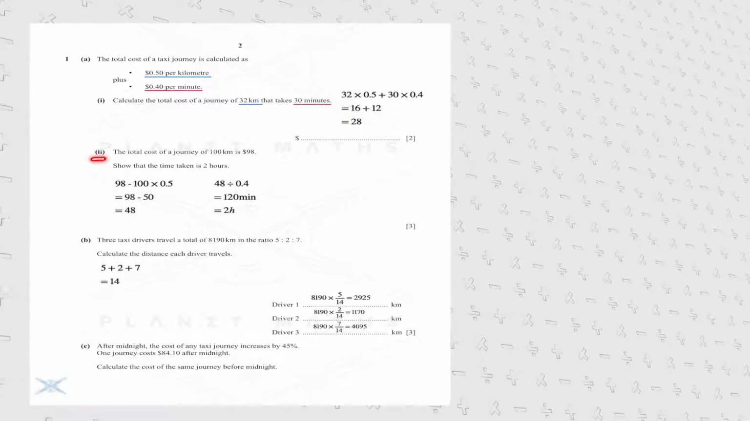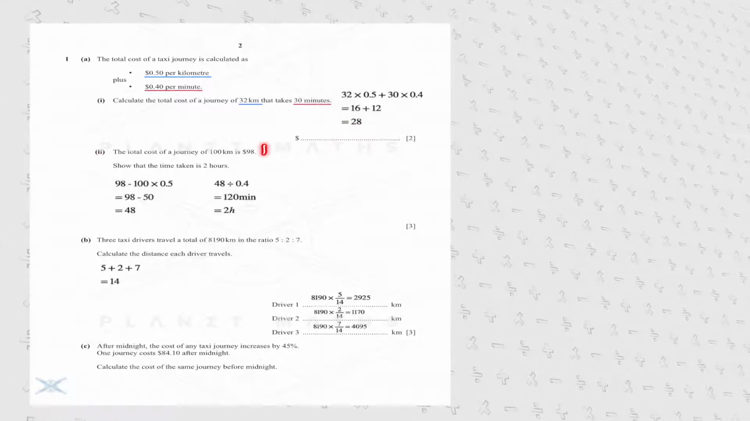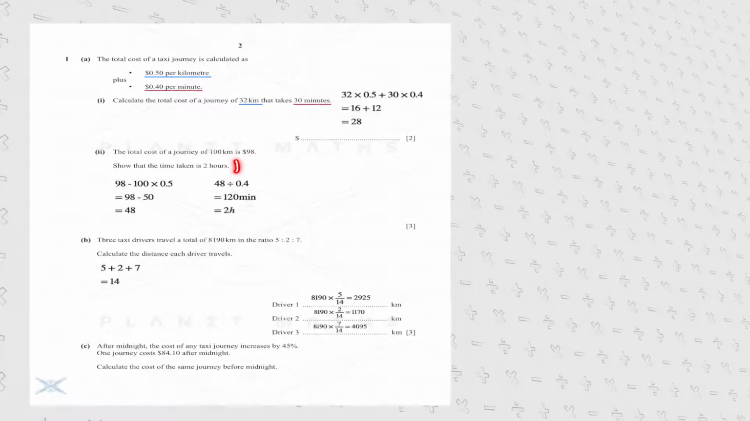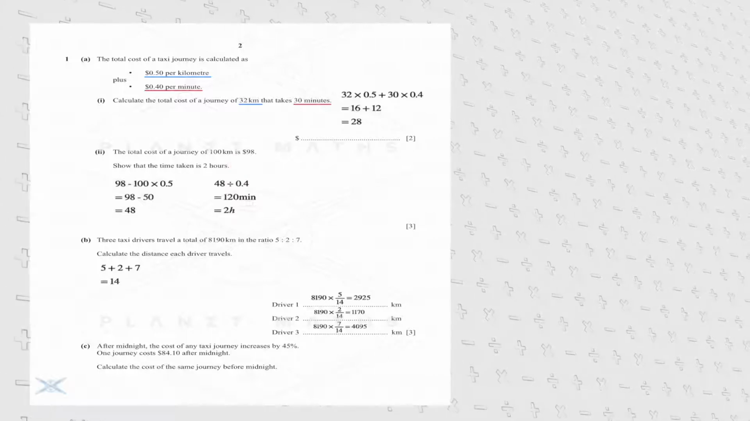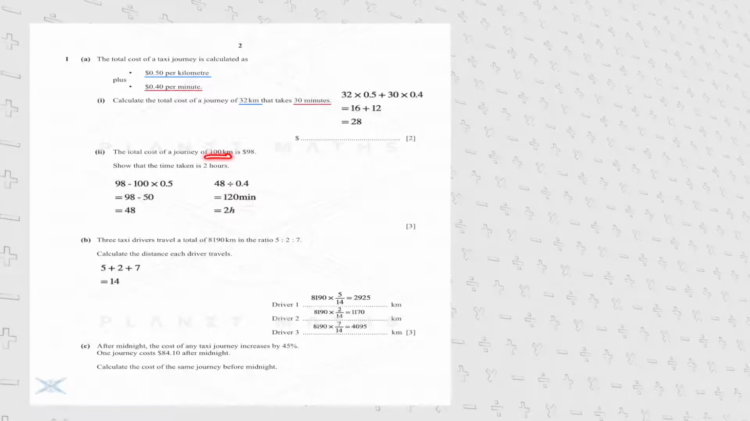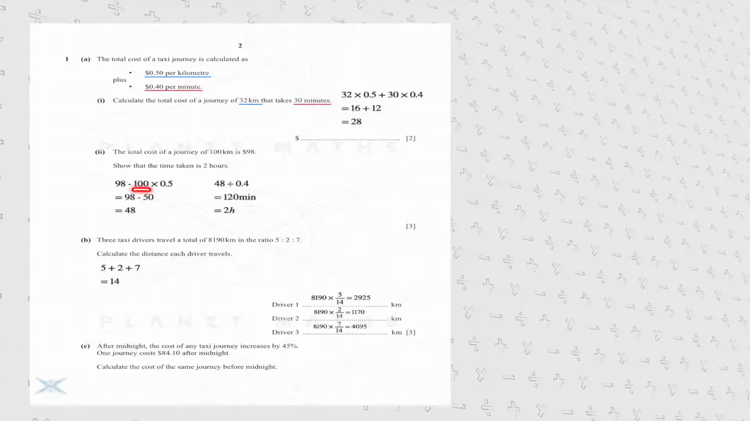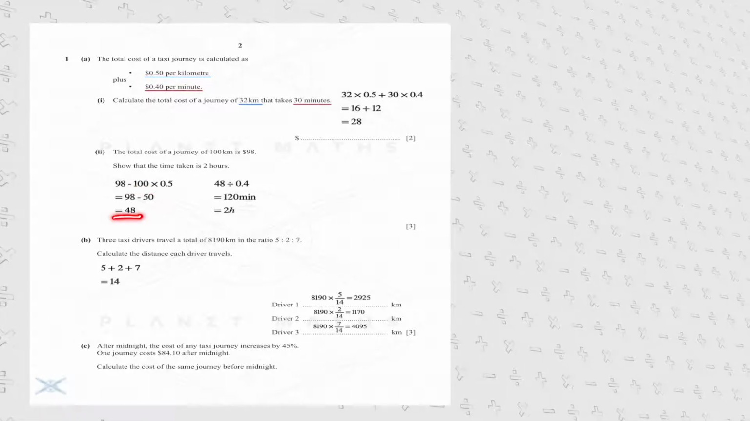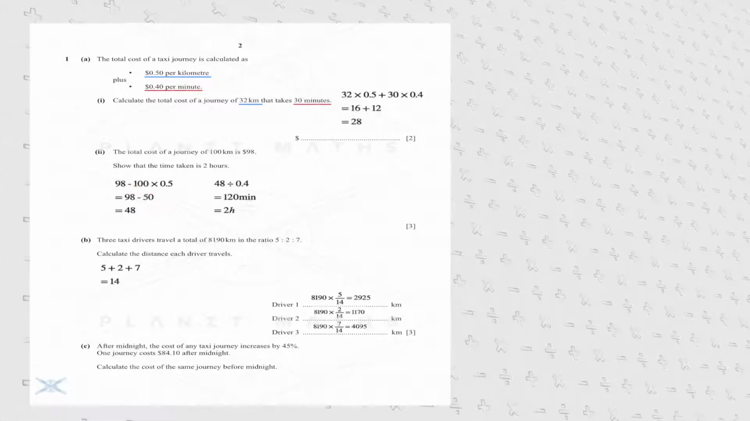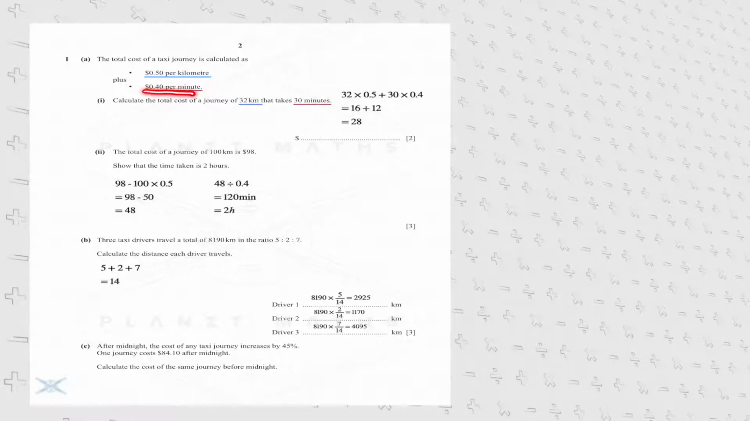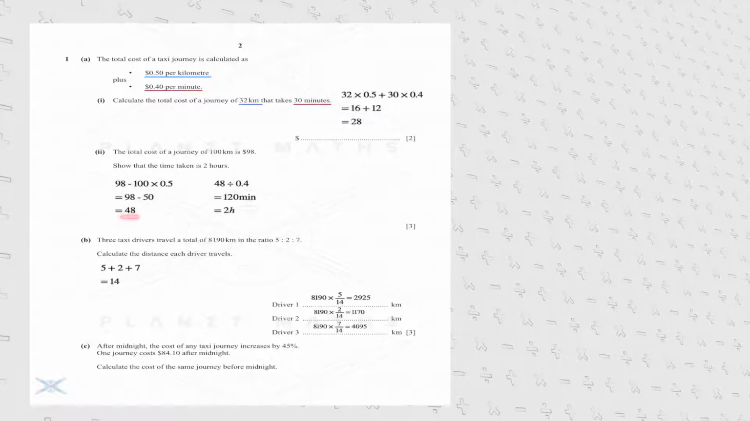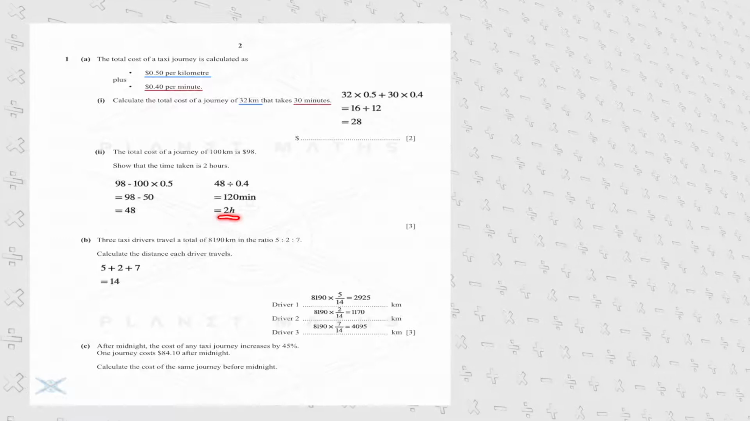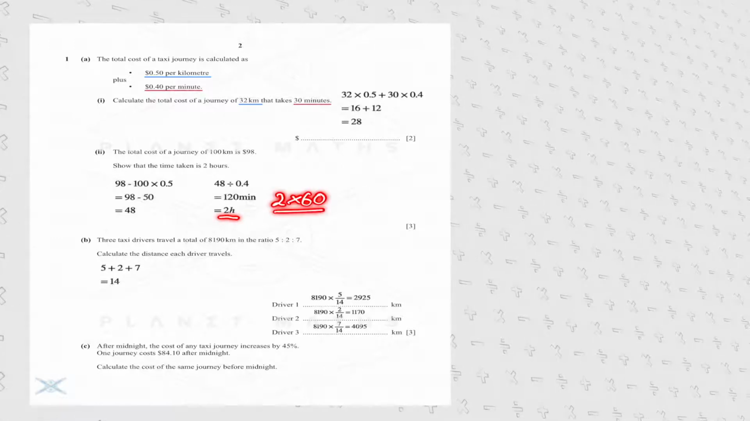Next on to the second part of exercise A, where it's stated that the total cost of a journey of 100 kilometers is $98. We are supposed to show that the time taken is 2 hours. Firstly, we will subtract the fixed cost of the journey, meaning that we know the distance for the specific journey, which is 100 kilometers, multiplied by the price per kilometer, namely 50 cents. After simplification, there are $48 which represent the cost for the time traveled. Since the journey for 1 minute costs 40 cents, we simply divide $48 by 40 cents and can conclude that this journey has taken 120 minutes, which is the equivalent of 2 hours, since 2 times 60 minutes equals 120.